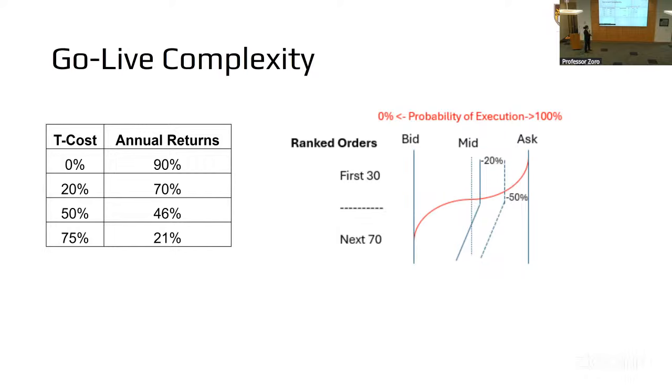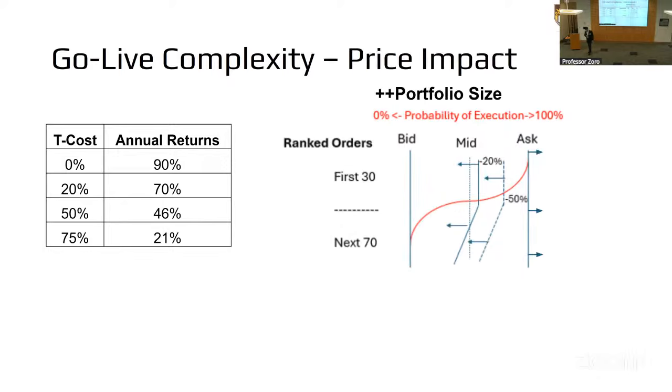And what I'm trying to illustrate in this poorly scaled graph here is that the more transaction costs you're willing to take on, the higher your probability of execution will be. And as you go deeper in your rankings of your orders, the less likely you have for probability of execution. And given this, as we increase the portfolio size, the market's going to move against us. We're going to shift down on that probability curve.